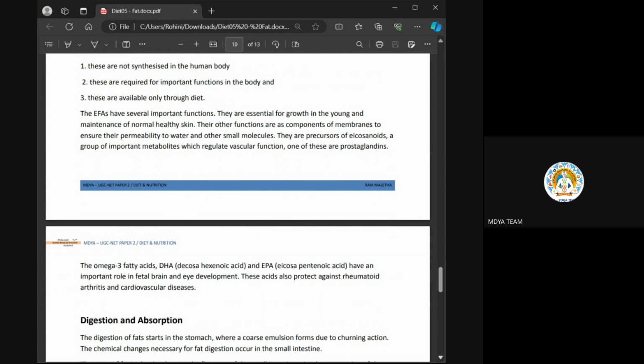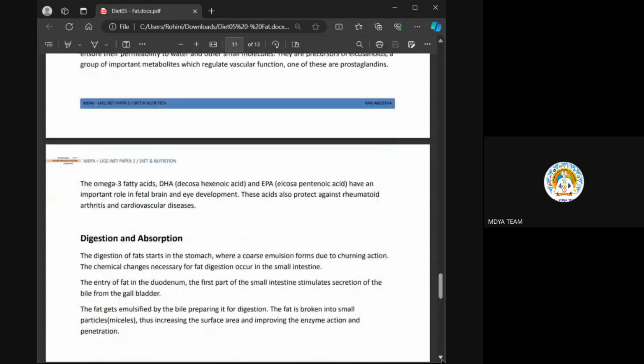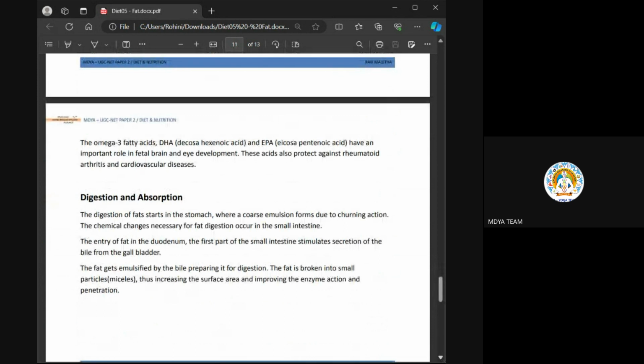Okay, so what is the digestion? How is fat digested and absorbed? Basically, in the process of digestion, fats break down into their constituent components, that is the fatty acids and the glycerol. The two enzymes which aid in the digestion of fats are, first of all, the gastric lipase, because the digestion starts in the stomach.